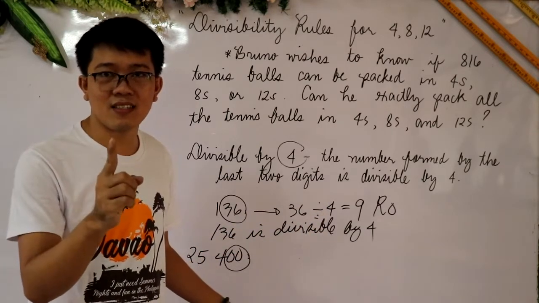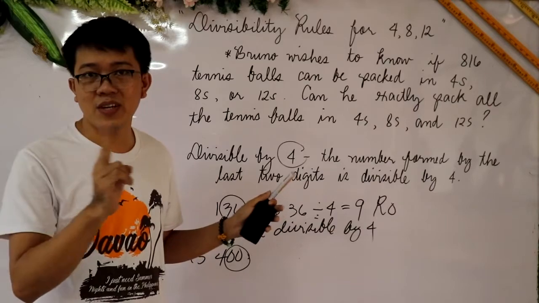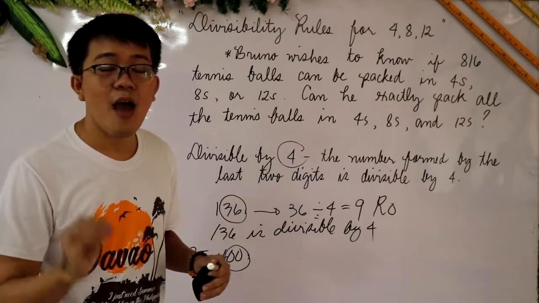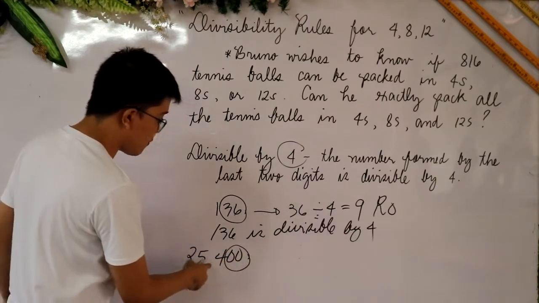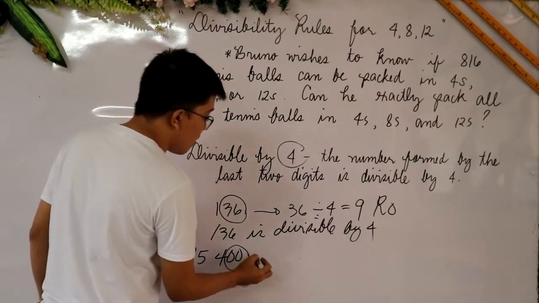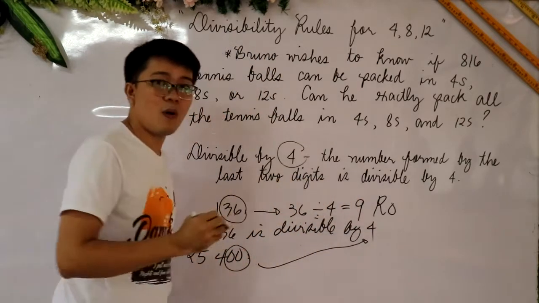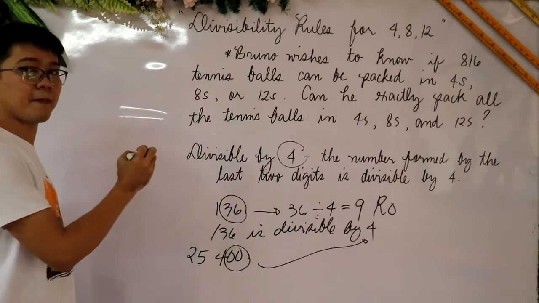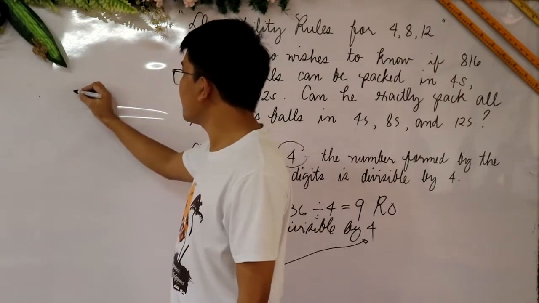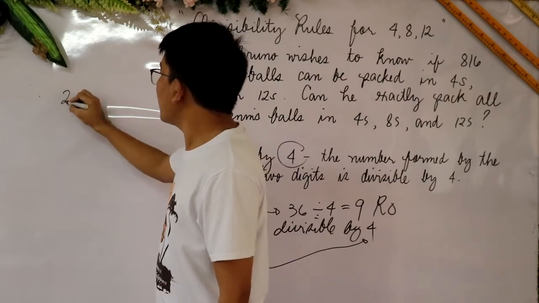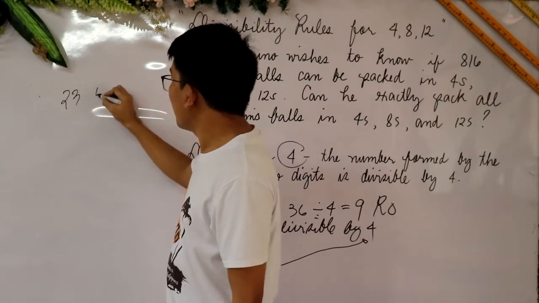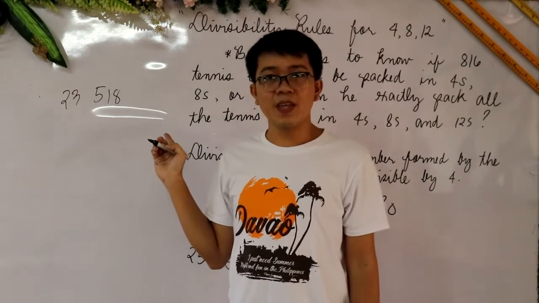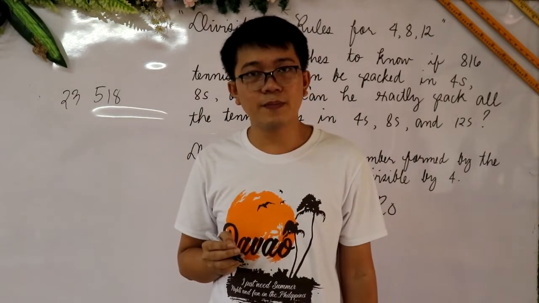I know that you have a lot of numbers that end with two zeros in your mind. Okay? And those numbers are all divisible by 4. So we say that 25,400 is also divisible by 4. How about this number here? I have here 25,518.